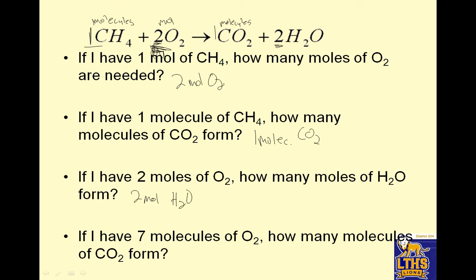And since we know this, now here's where it gets crazy. 7 molecules of O2, how many molecules of CO2 form? I can do it up here, there's more room. You can see how I can use that balance. These are equivalencies, so 2 molecules of O2 equals 1 molecule of CO2. So 7 divided by 2 is 3.5 molecules of CO2.